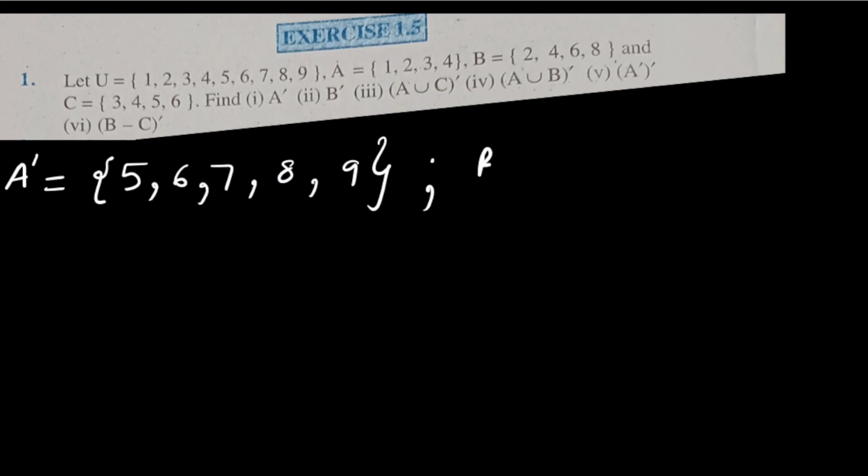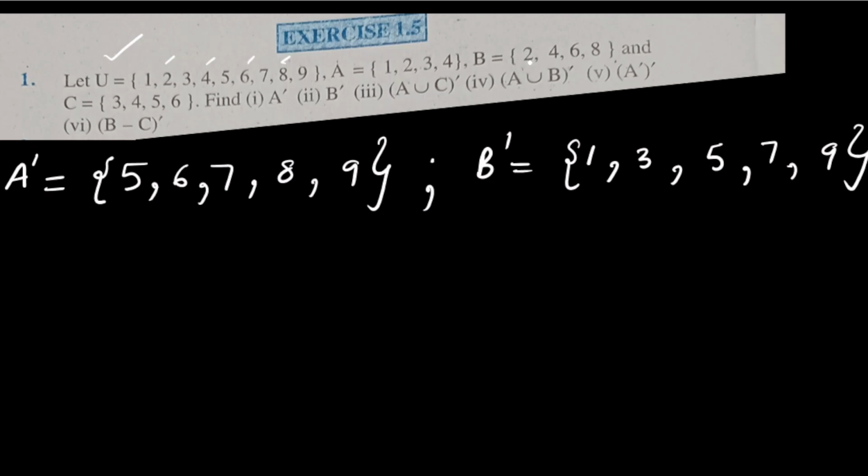So second part is B complement. In the same way, elements will always be taken from universal set. Elements of B are 2, 4, 6, 8. So other than 2, 4, 6 and 8, we have to consider all the elements. So all other elements are 1, 3, 5, 7 and 9. In B complement, the elements of B will not come, and whatever other elements apart from these will be included in B complement. So next, third part we have to do.